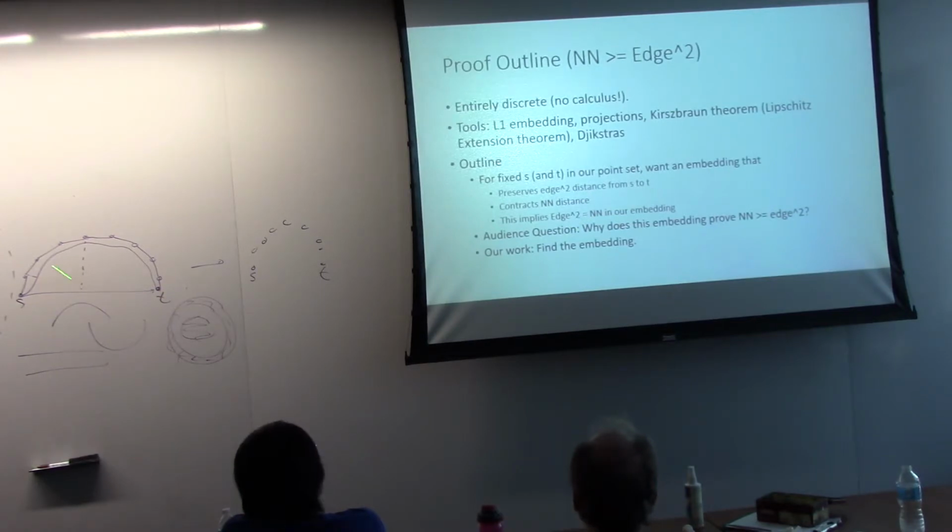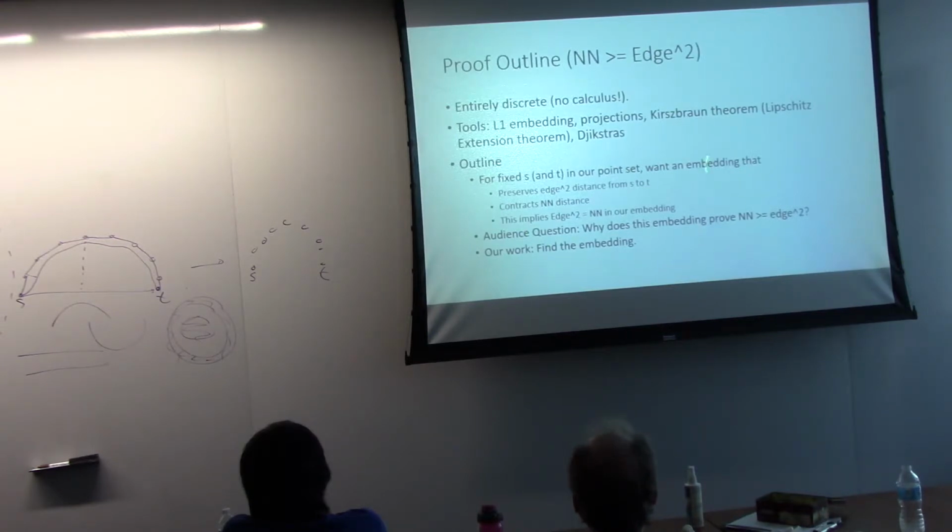So again, given our initial arbitrary point set, we're going to find an embedding into a structured point set. In fact, this point set will have very nice structure, which we'll talk about later. Once we have this embedding on the structured point set, it becomes easy to prove that the nearest neighbor is equal to the edge squared. Because you only shrunk the nearest neighbor, but you did not change the edge squared distance, you will in fact get this inequality if you show that they're equal in the embedding. Is that clear to people so far? Do people have questions about this outline?